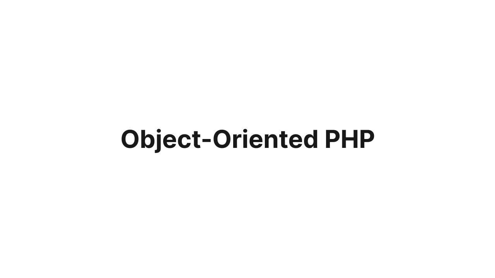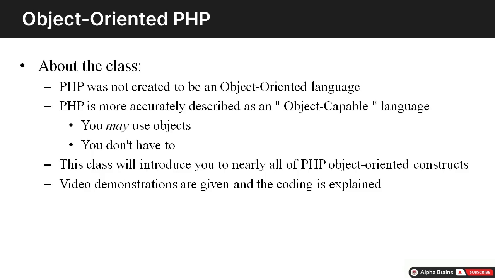This is the first presentation on this class, which is Object-Oriented PHP. PHP was not originally created to be an object-oriented language. The first time any objects were available at all in PHP started with the first PHP 5 release back in 2004. PHP, I think, would be more accurately described as an object-capable language instead of an object-oriented language.